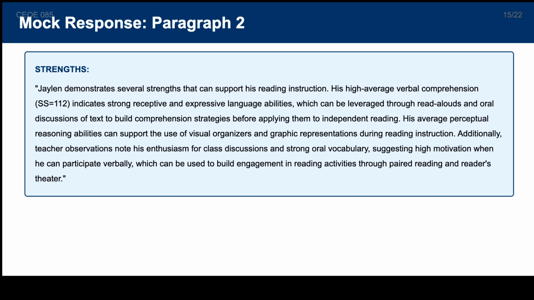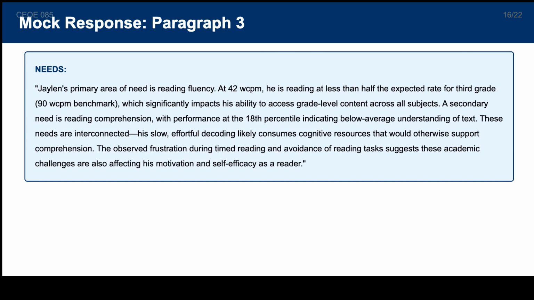Paragraph 4 presents strategies. Notice the structure. I named the strategy, repeated reading with feedback. I explained it's evidence-based and described how to implement it. I connected to the student's strengths: his verbal skills support partner reading. I included a second strategy for comprehension: explicit instruction with visualization and summarization. I connected this to his visual perceptual strength. Every strategy is research-supported, clearly described, and linked back to the student's profile. This is what scorers look for.